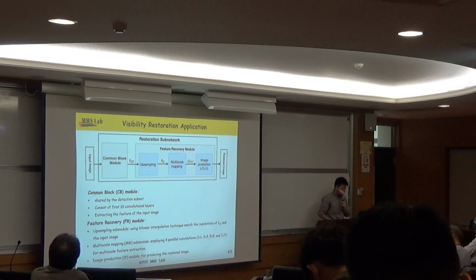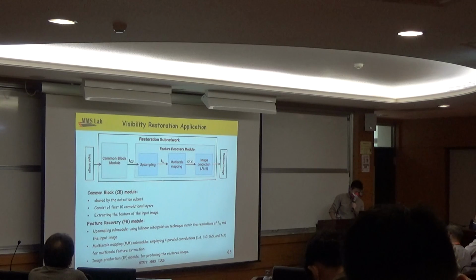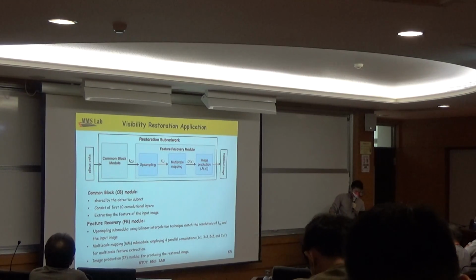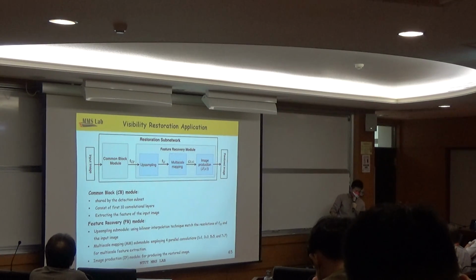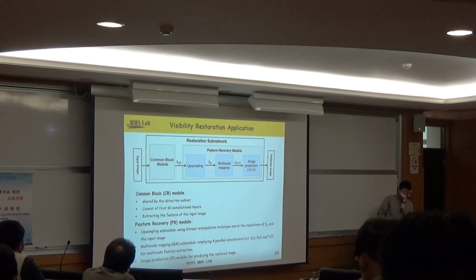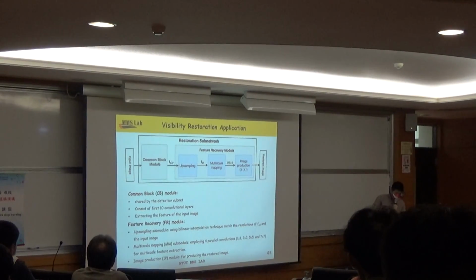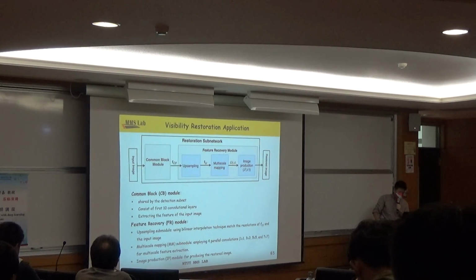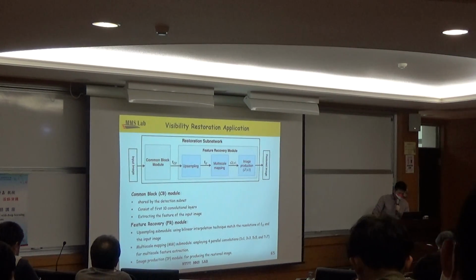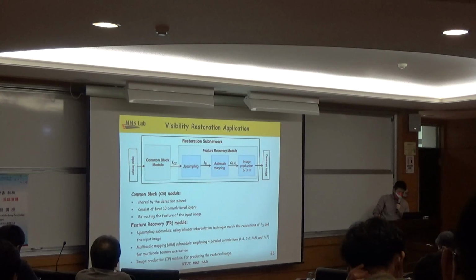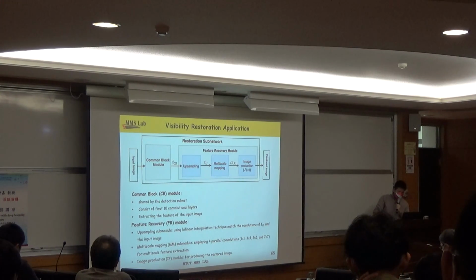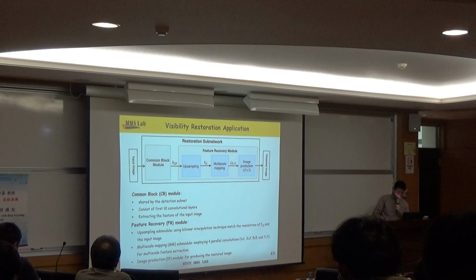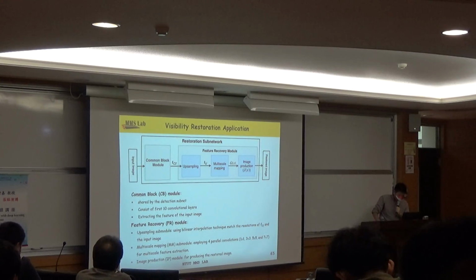And for the common block module, we show the detection subnetwork. It consists of the first 10 convolution layers, and we extract the features of the input image in this part. For the feature recovery module, we have 3 modules. The first module is called the assembly subnetwork, and we use the bilinear interpolation technique to match the resolution of the FC2 and the input image.